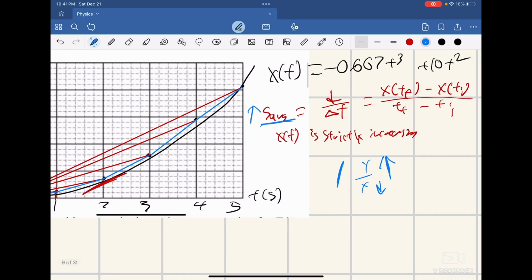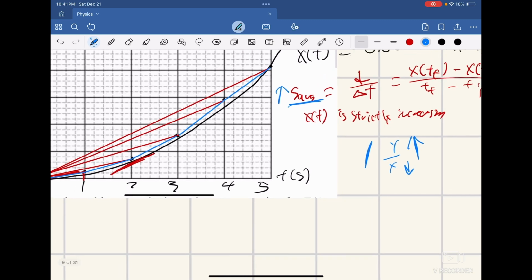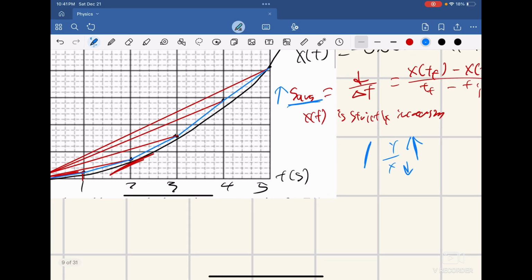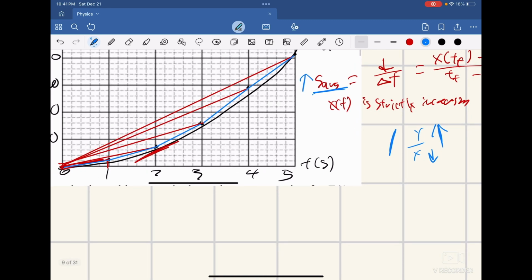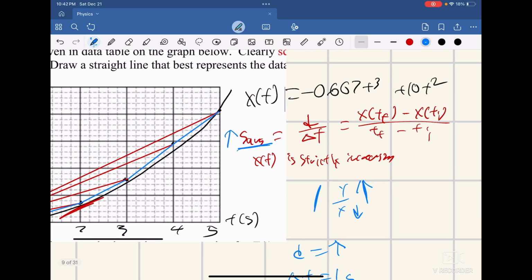And the other way to think about this is that, using the same formula, each time interval, so delta t, is always going to be 1 second, right? But the difference here is that d is going to increase as time increases, and this is proven by the formula right here.